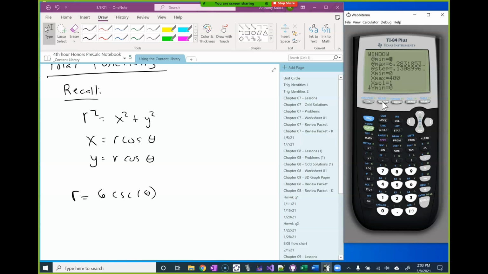I'm just going to double check my window real quick to make sure it looks reasonable. 0 to 2 pi is fine. Let's just do a standard window, maybe negative 10 to positive 10, and same thing on my y's, negative 10 to positive 10. And then hit graph. Well, that's pretty stinking boring, right? Why would that be so boring?